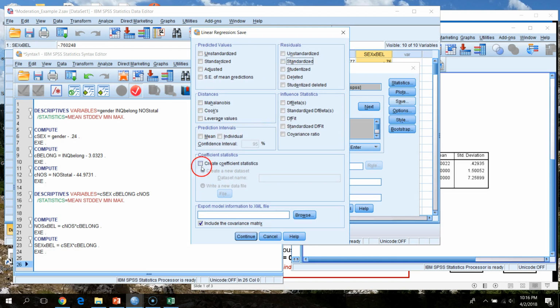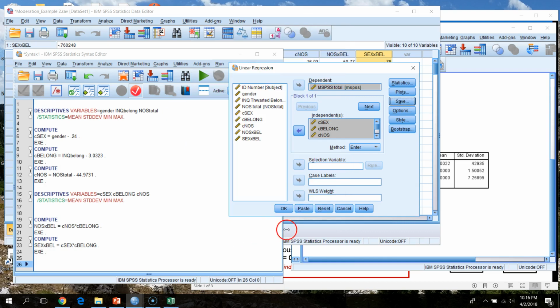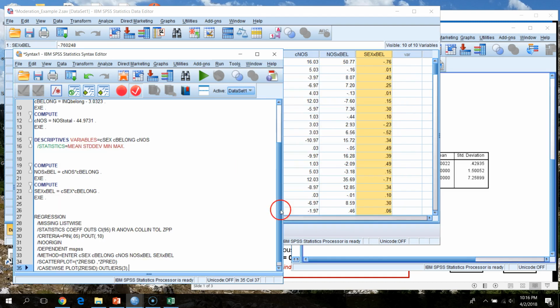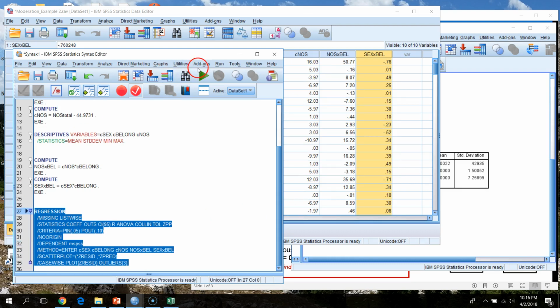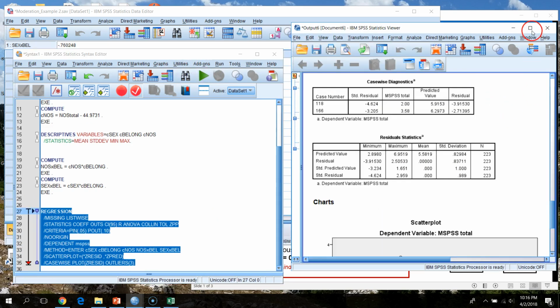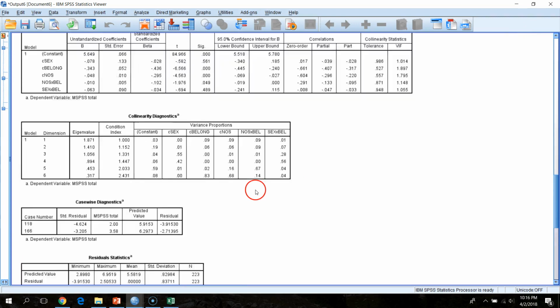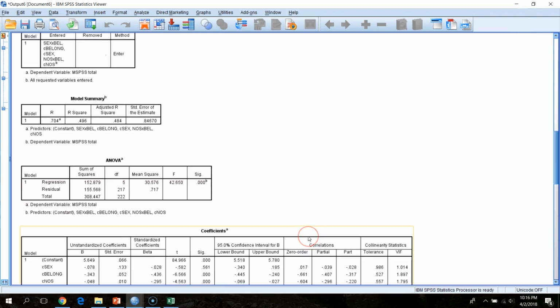I won't worry about saving any additional variables here. Again, we'll leave that to the screening, and then that should look pretty good. So I'm going to hit paste. Here's my regression model, and I'm going to go through and run that. All right.